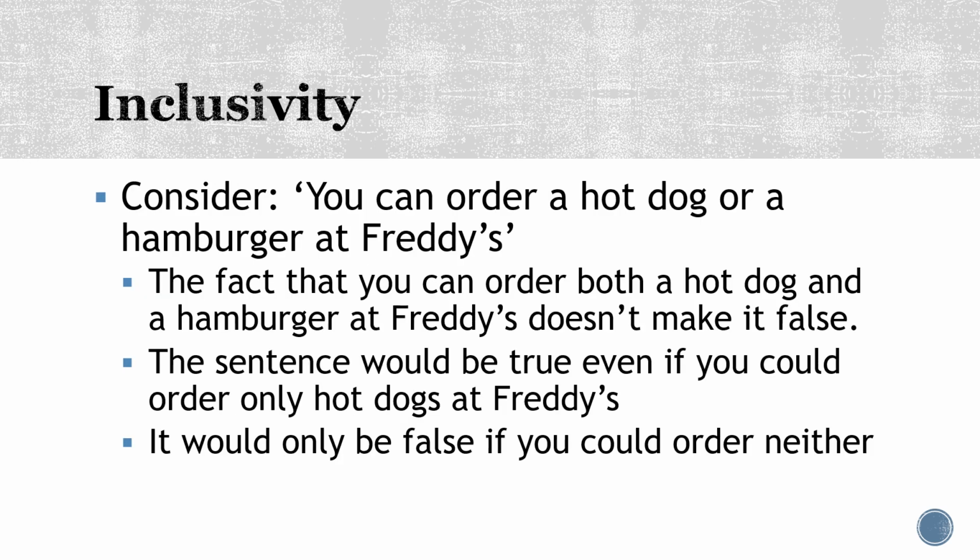And I mentioned this on the last slide, but we'll mention it more specifically here, this notion of inclusivity, right? So consider the sentence, "you can order a hot dog or a hamburger at Freddy's." The fact that you can order both a hot dog and a hamburger at Freddy's, I don't actually remember which combo number that is, doesn't make the sentence false, okay? So often when we see an "or," we tend to want to interpret it as being exclusive, and we should not do that automatically. In logic, the "or" is going to be by default an inclusive "or." That means one or the other or both. It would only be false if you could order neither a hamburger nor a hot dog at Freddy's.